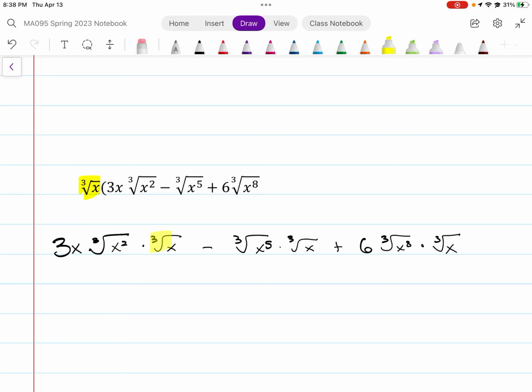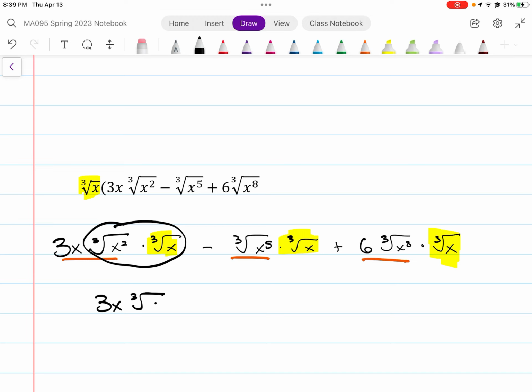So let me color all of the ones that I distribute, that times each one of the terms that were up above. Double checking everything. All right. So now I'm going to have here cube root of x cubed. 3x cube root of x cubed. All right, now here I'm going to have cube root of x to the 5th times x, which is x to the 6th. Plus the last one, I'm going to have 6 cube root x to the 8 times x to the 1 is x to the 9.